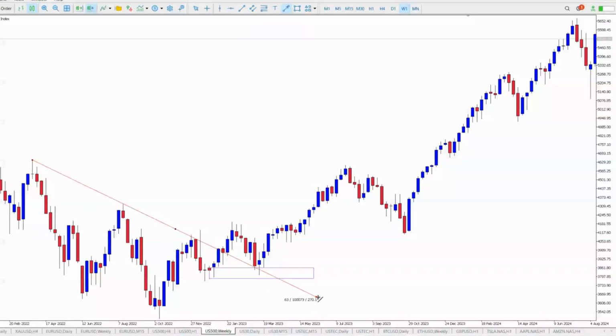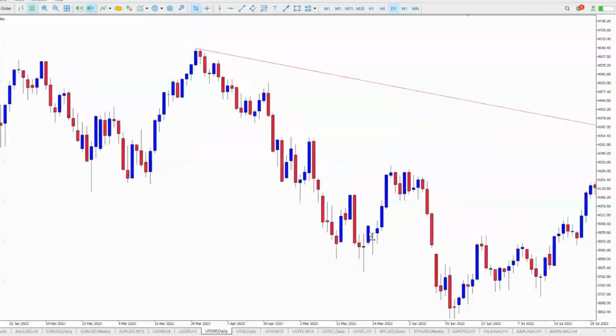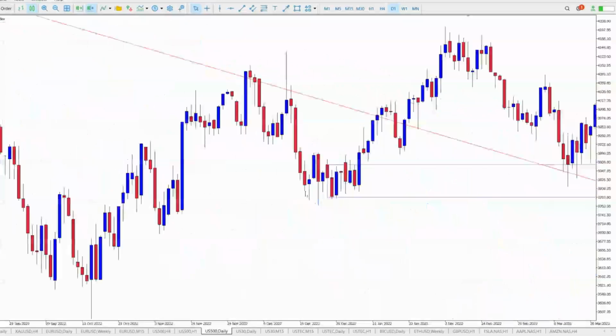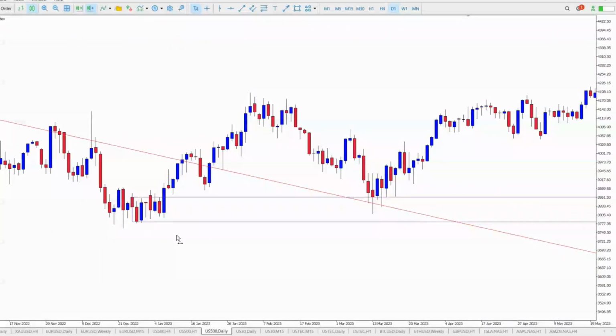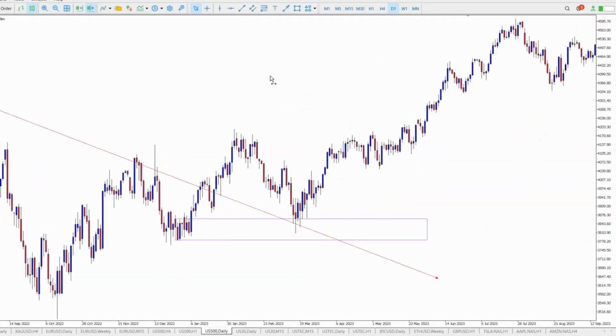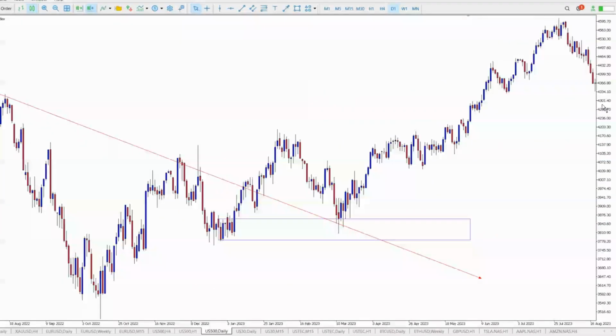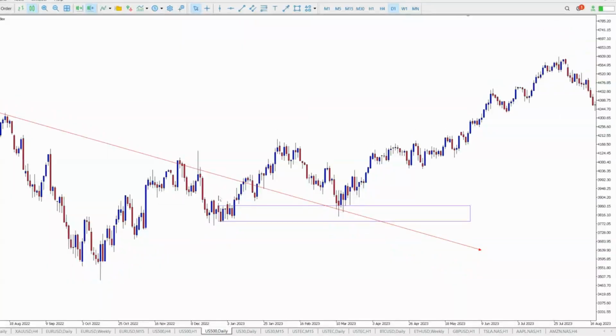Okay, and then I'm going to turn this into a daily. Okay, this is where we'll find ourselves at. So as you can see now, that level has become much cleaner for us as an entry level. Okay, I hope that kind of helps you out in understanding.